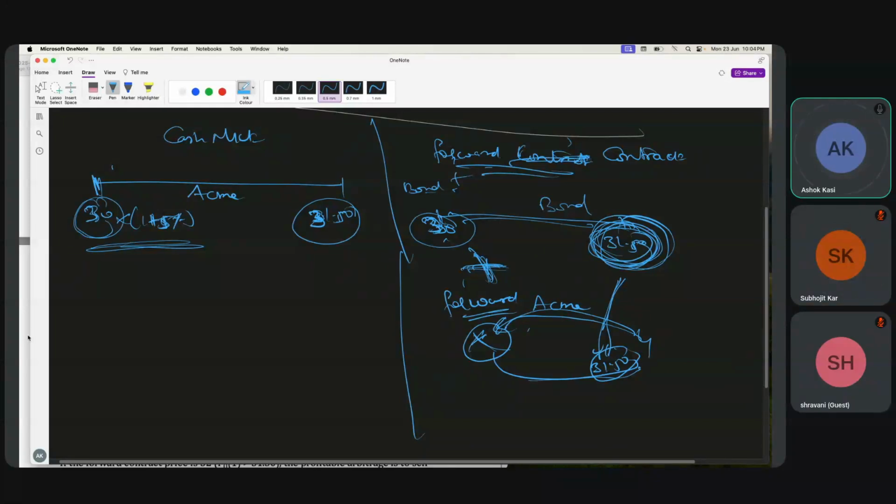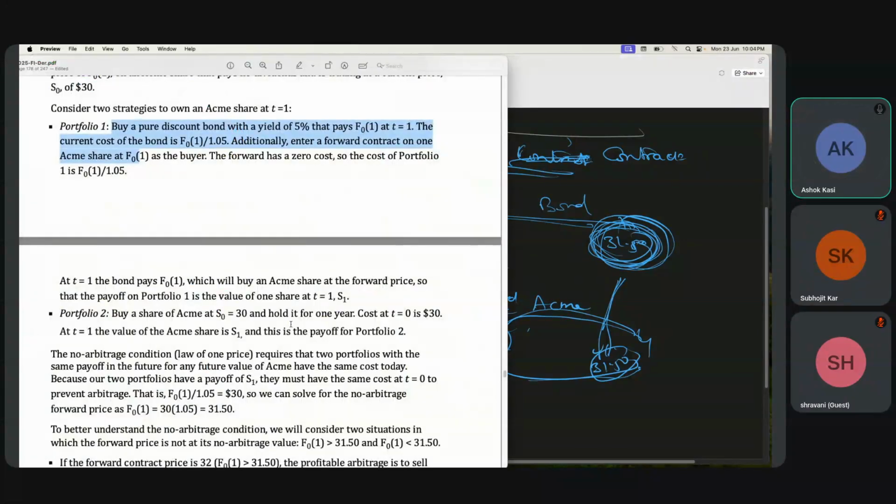Is it okay now? Yes. Okay. So this, you may go through this line.